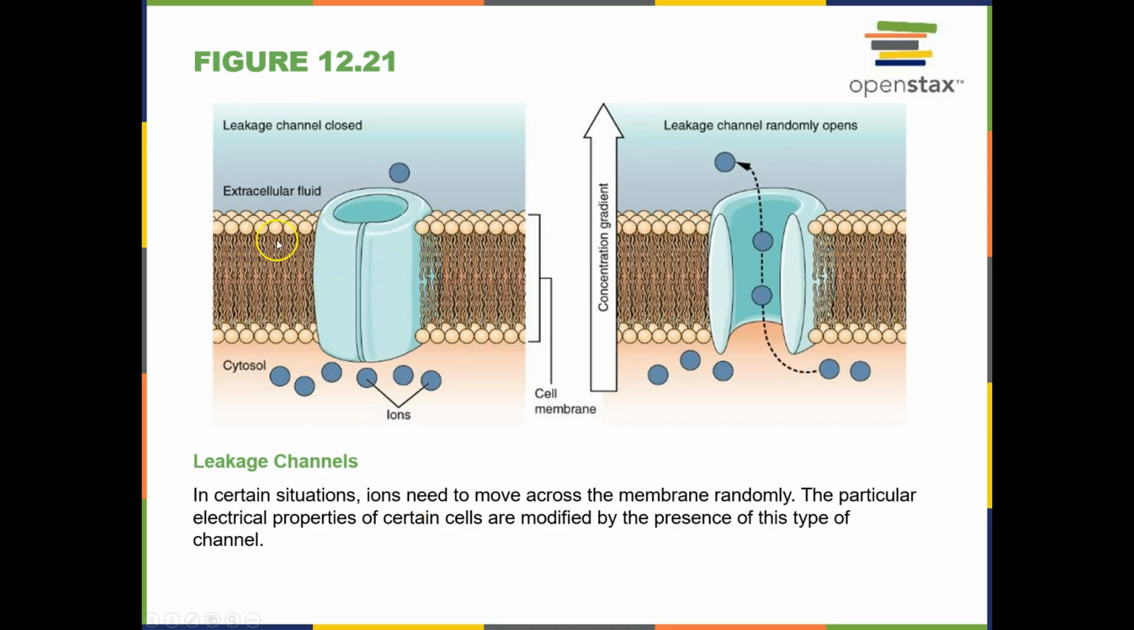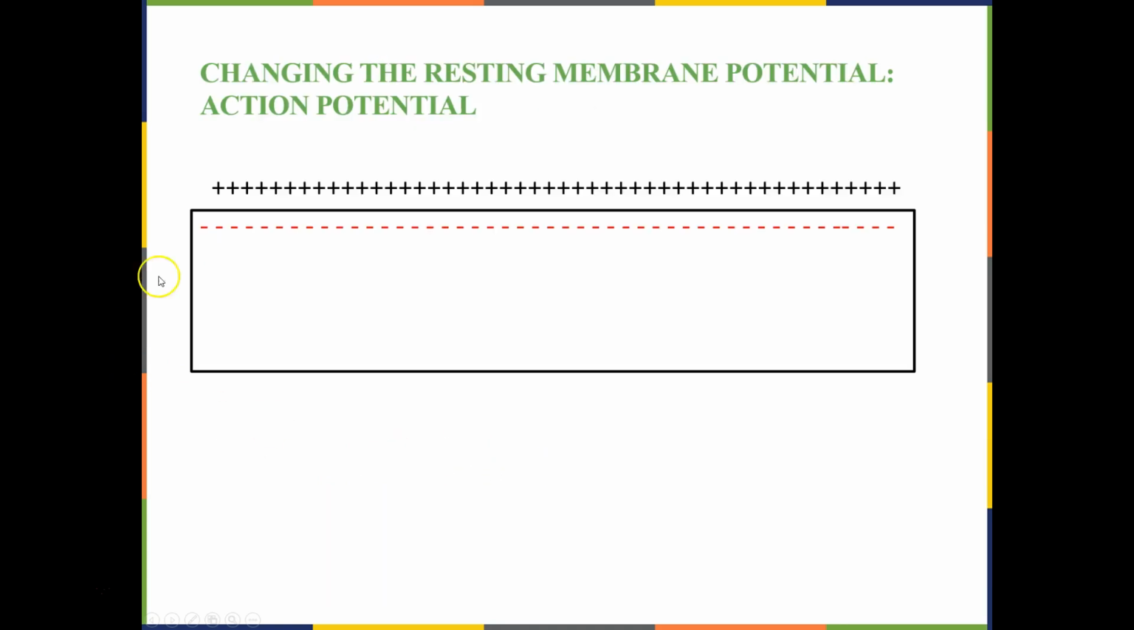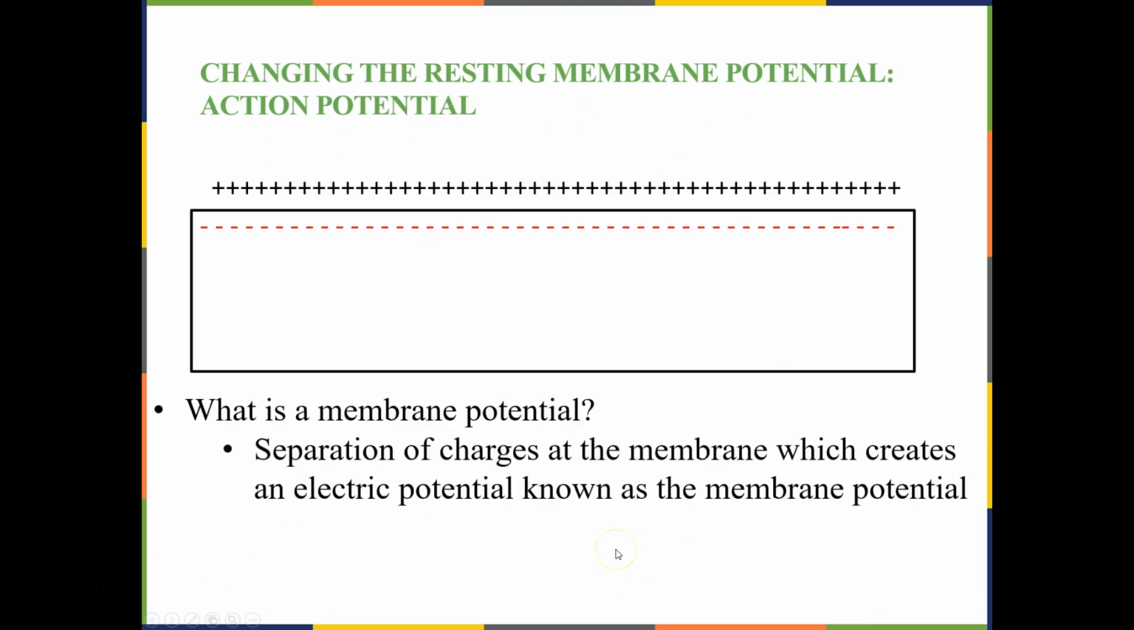Leak channels are always open, so ions can just move back and forth at any time. So let's look at what an action potential is. To know an action potential, we first want to understand what a membrane potential is. A membrane potential is just the separation between the charges on the outside of the cell and the inside.